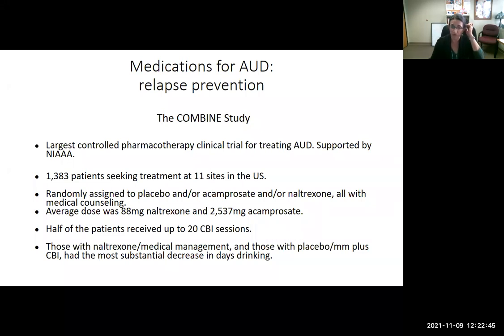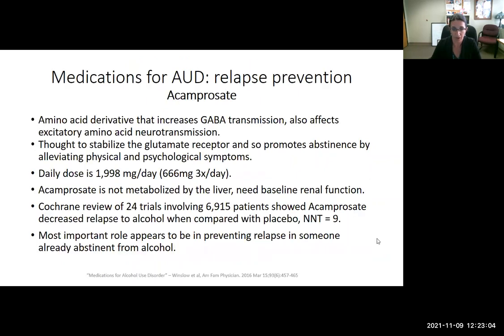And what they found was that those with naltrexone plus medical management alone, and then those with placebo plus medical management plus the CBI, had the most substantial decrease in days drinking. So this is really where our recommendation for treatment in outpatient clinics of alcohol use disorder with naltrexone comes from.